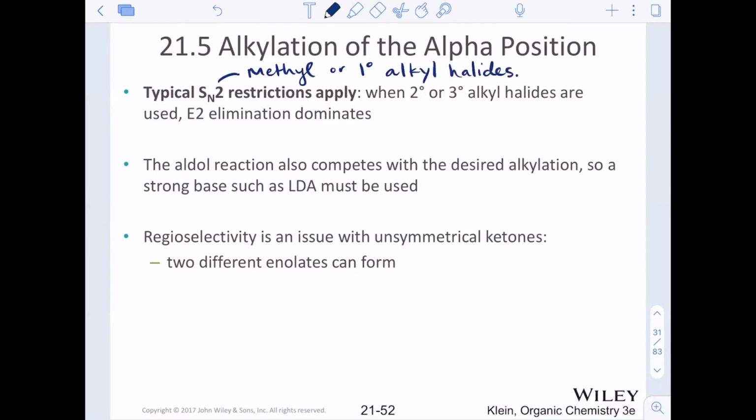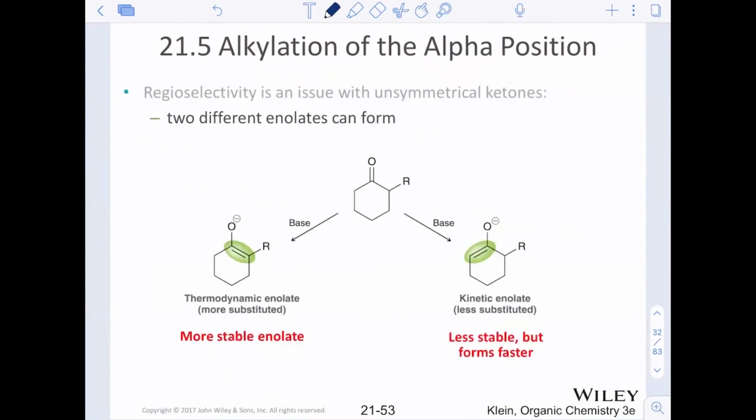Beautiful. We'll talk about the aldol reaction later. The aldol reaction is going to be a competitor with alkylation. So we do use strong bases when looking at aldehydes and ketones. Regioselectivity is an issue with unsymmetrical ketones. And so that's what we're going to talk about first, not the aldol competition yet. We're first going to talk about regioselectivity. What happens if we have this starting material?